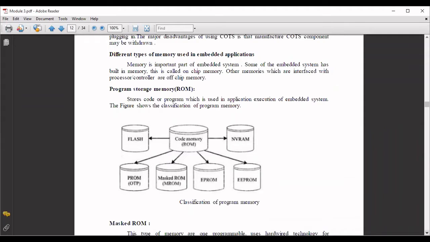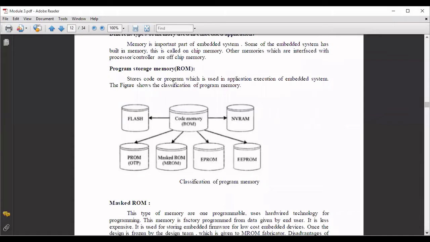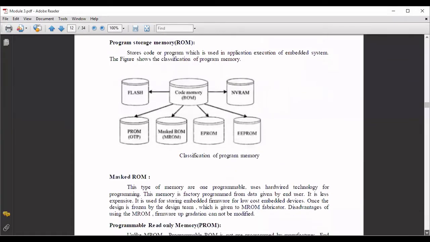So you may have code memory, that is ROM, and then you may have PROM, masked ROM, EPROM, EEPROM, flash, NVRAM, which is non-volatile RAM, programmable ROM, EPROM, and then electrically erasable PROM, then flash memory. It depends upon the application. Whatever application you are using, depending upon it, you will make use of the memory. This is the main classification of the memory available.